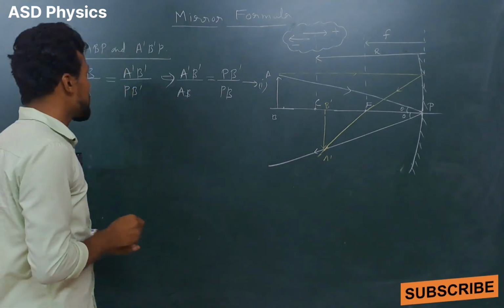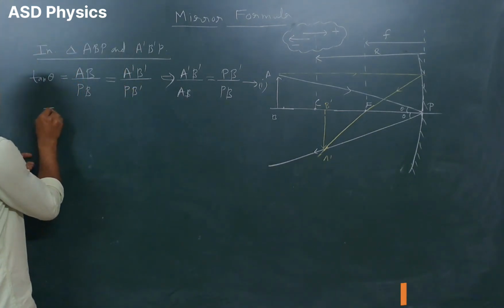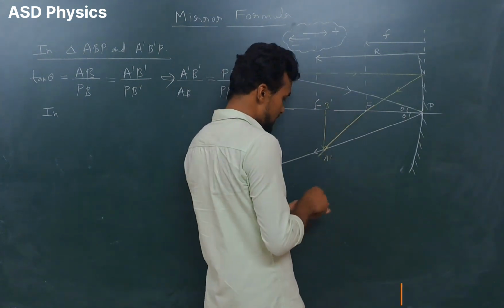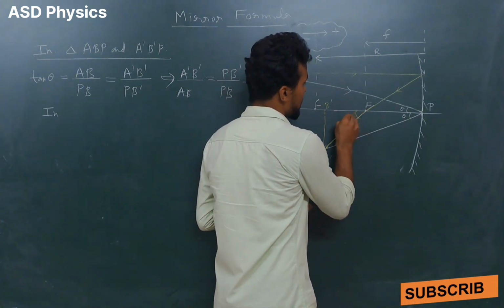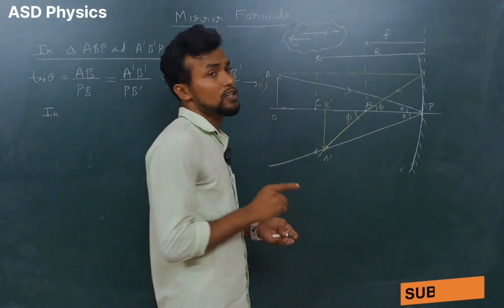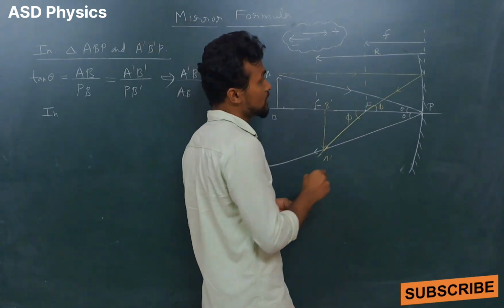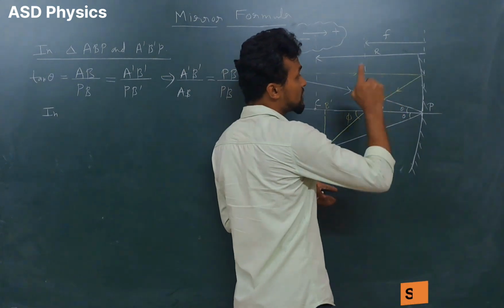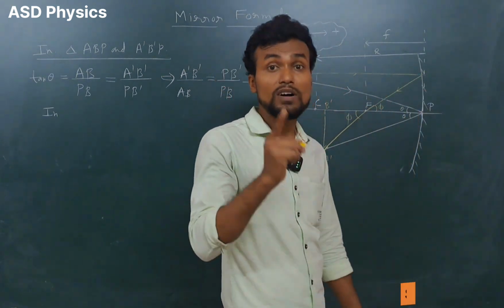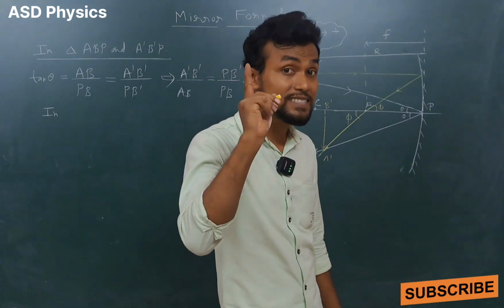Now I am going to take another condition. You can see one more triangle here. This one is a triangle, where I take angle phi, and this angle also phi. You will ask, sir, this is not a triangle, there is some curve here. That's why I have told you we have to take the mirror as less curved as possible.